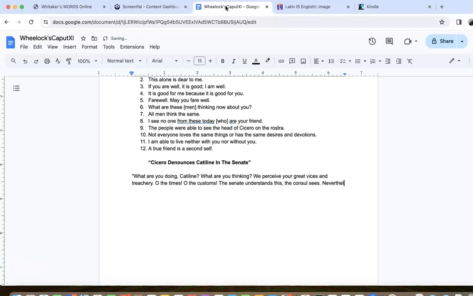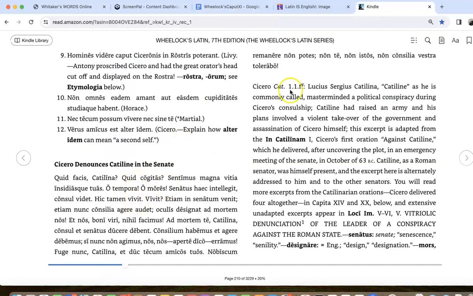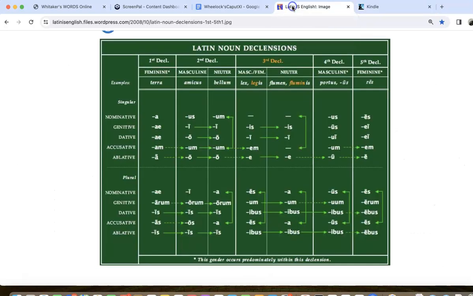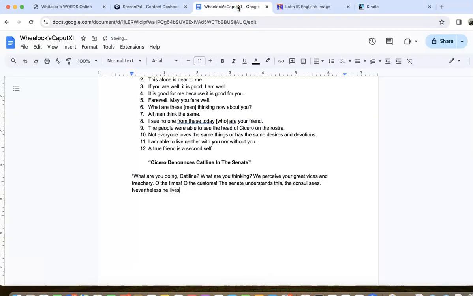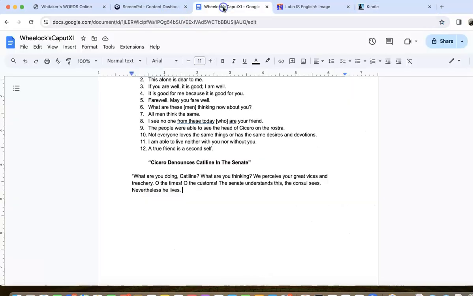So, nevertheless, he lives. Now, it was by law, you would not kill or execute a Roman senator, but Cicero's rhetorical point is that how can you live a life of shame because of lack of dignity and virtue? So this is more of a rhetorical point than an actual legal point that Cicero is making. So nevertheless, he lives, and then he lives, as if to underscore that. So he lives. Of course, this is where we get words like vivacious or vivid.